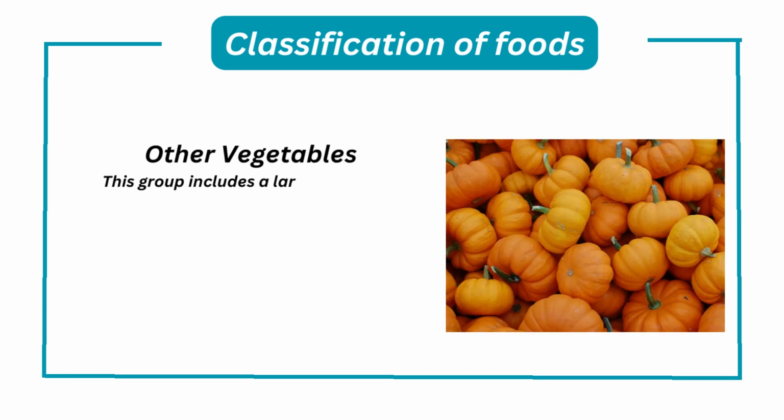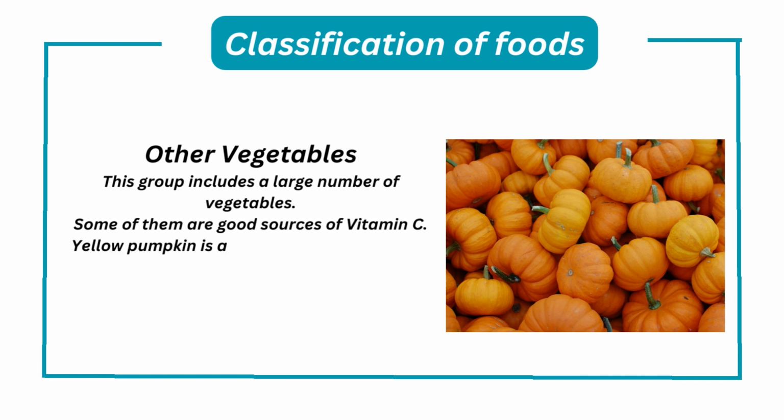Other vegetables. This group includes a large number of vegetables. Some of them are good source of vitamin C. Yellow pumpkin is a fair source of beta-carotene.